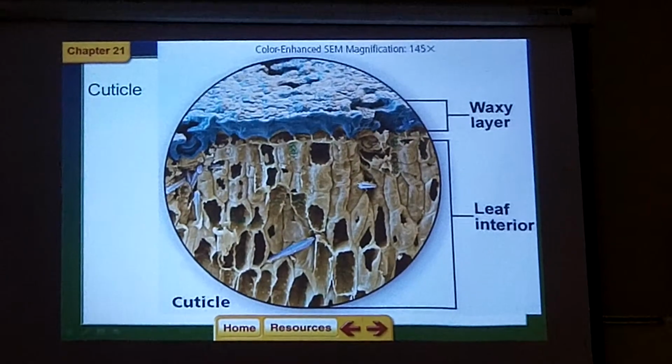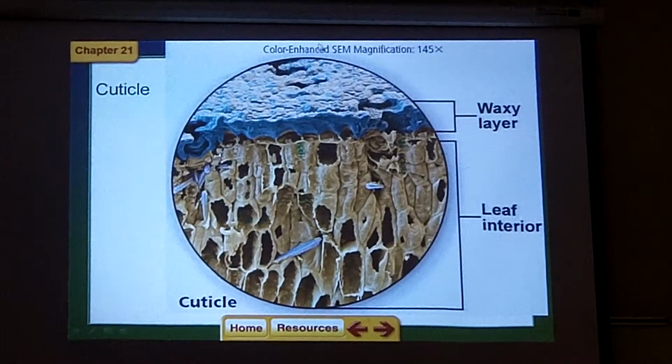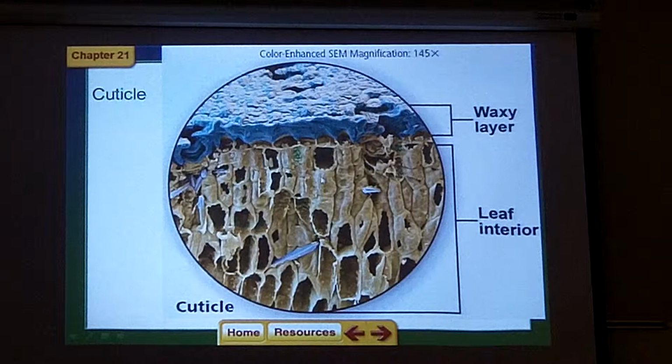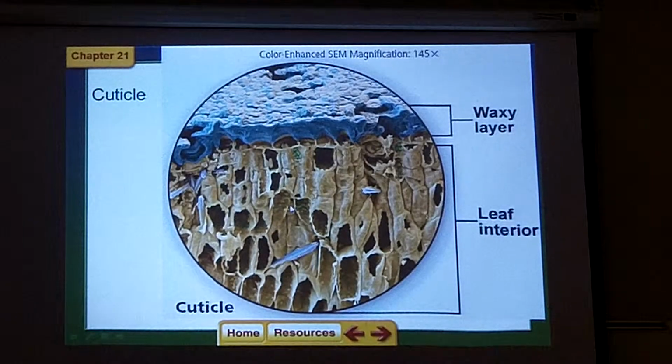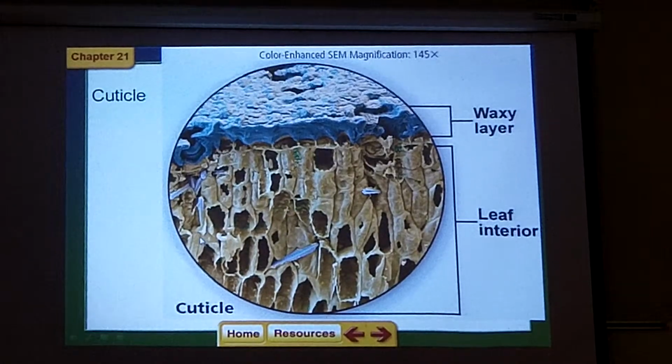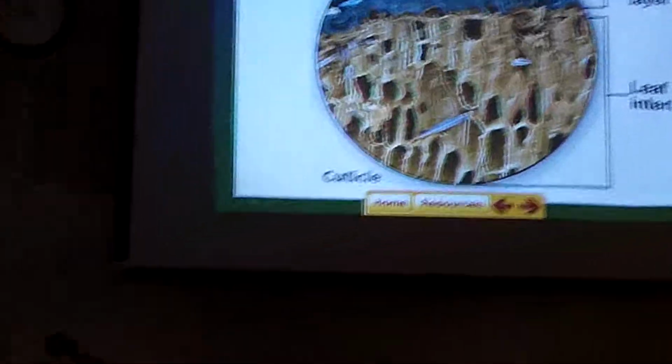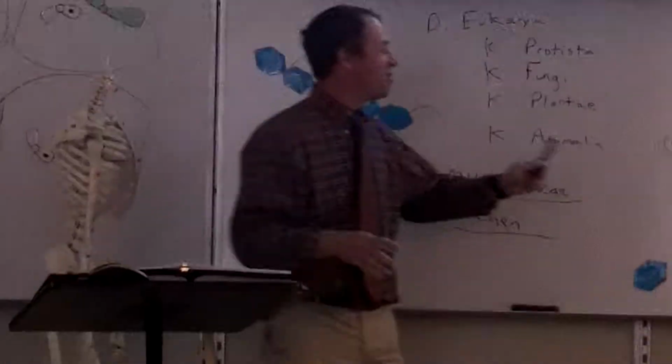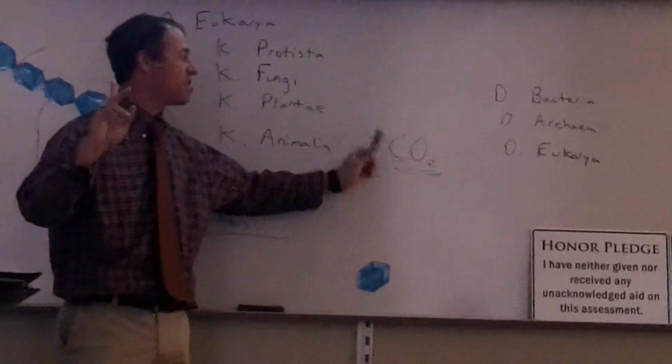Now here's the problem with a waxy cuticle. It blocks gases from getting into the plant. The gas that plants need in particular is called CO2, carbon dioxide. Have you ever heard of CO2 gas? CO2 gas is used in a process that plants use to make food.